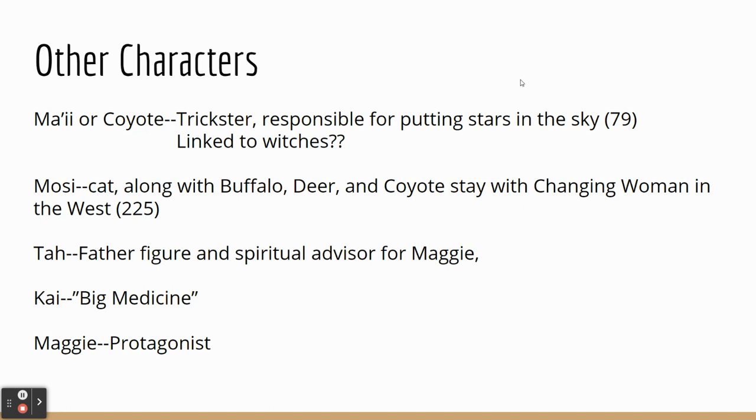The other character is Ta. He appears briefly at the start, and then there's some drama surrounding his life, and we'll have to deal with that as we go through. But he's a father figure and spiritual advisor. Kai appears throughout the book. We'll talk about him as a medicine man.